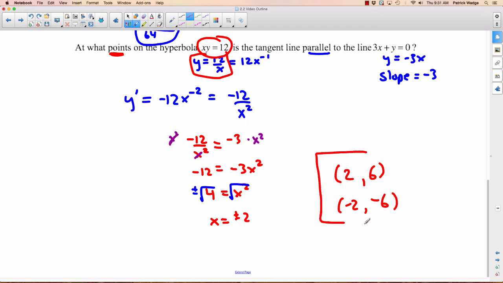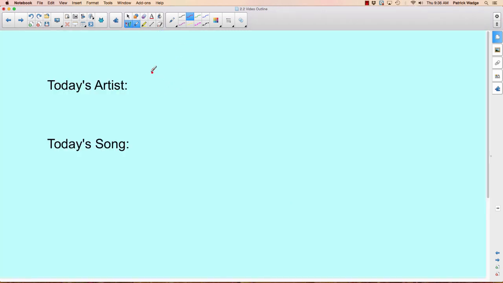These are my points. So these are the 2 points on that hyperbola that have the same slope as this line, and that line has a slope of negative 3, so the slope of the tangent lines at (2, 6) and (negative 2, negative 6) is also negative 3. Can you wrap your head around that? Pretty important. Okay, enjoy the power rule. You're going to use it a lot.